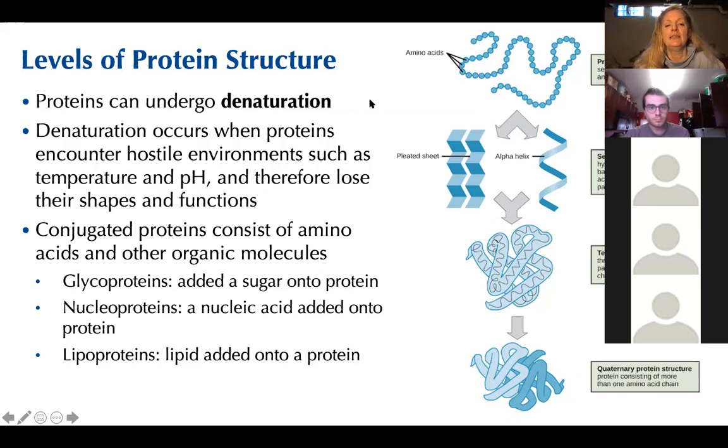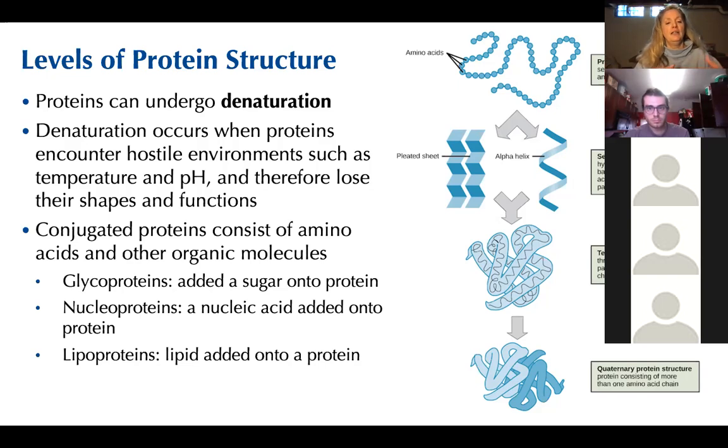All these proteins can undergo denaturation, and that will be really important to understand. When you fry an egg, you denature a protein. You've changed the protein and it can't ever go back, okay? It can't ever unfry an egg. That's denaturation. So when proteins encounter a hostile environment, like an egg encountering my frying pan, it loses its shape and it changes its function, okay?